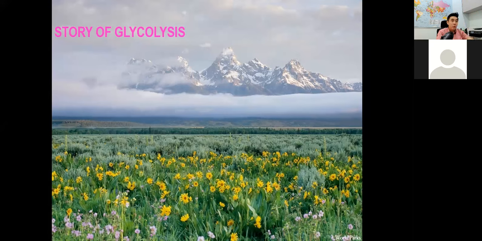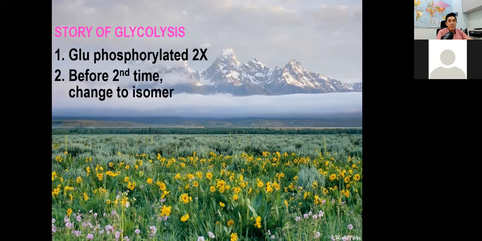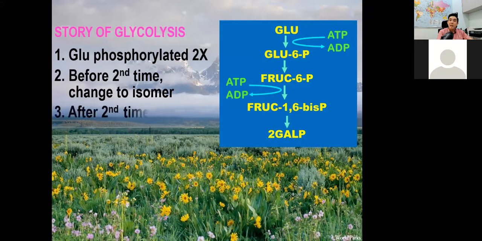The first part is the story. Glucose is phosphorylated twice before the second time it changes to its isomer. If you understand the process, we get glucose 6 become fructose 6. Then after the second time, split. So glucose 6, fructose 1,6 bisphosphate, glyceraldehyde phosphate.